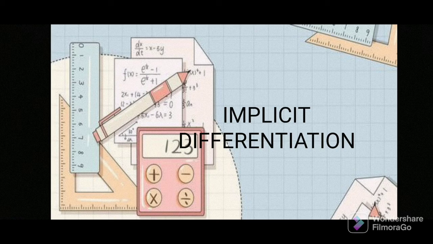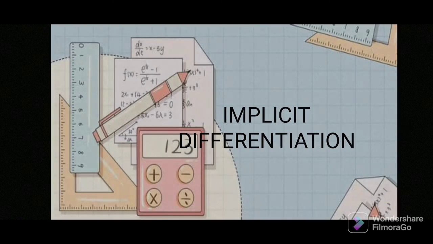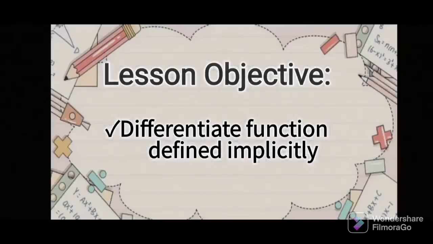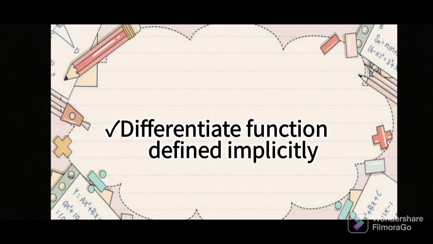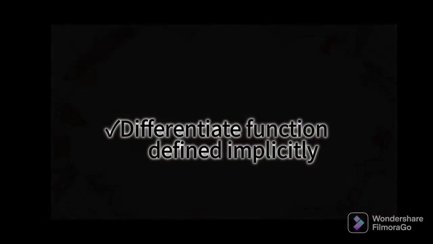Differentiation. First, we are going to talk about the lesson objective of this topic. So the lesson objective is we are going to differentiate a function defined implicitly. To begin with our discussion, Miss Manilyn will continue to discuss what is implicit differentiation and other examples.